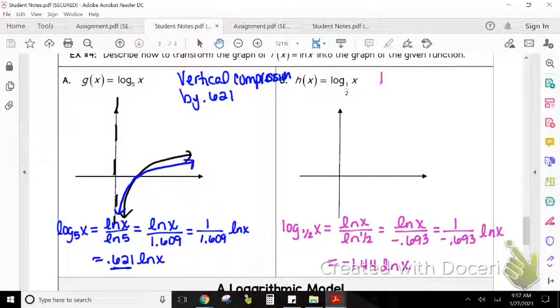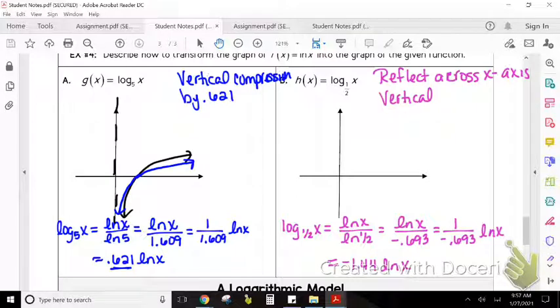So we have that negative, which means we're going to reflect across the x-axis. And that 1.44 is being multiplied. It's not in with x, so we know it's a vertical. It's being multiplied, so it's a stretch or compression. And it's greater than 0, because remember the negative we don't look at because it was a reflection. The number is greater than 0, so it means it's going to be a stretch by 1.44.